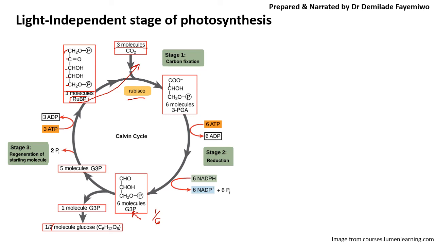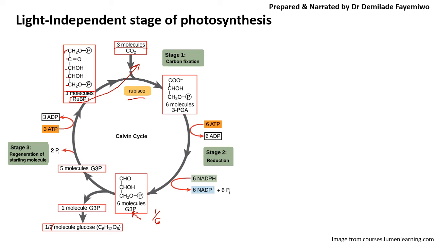So we're basically saying that from the 3 carbons, if we combine the 3 carbons together from 2 molecules, we would make a 6-carbon sugar, which would be glucose. But then the other 3 carbon compounds that have been made are used to regenerate RuBP. Don't be too stressed if this is a little bit confusing.